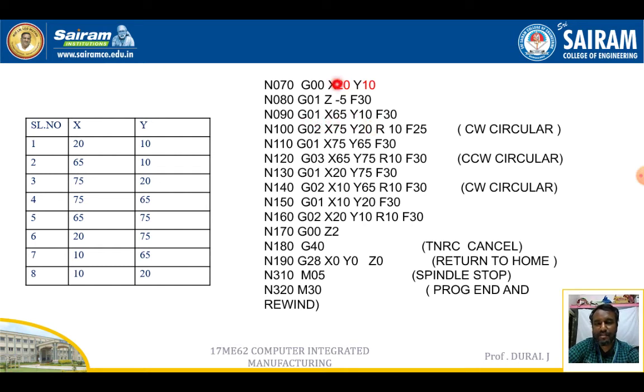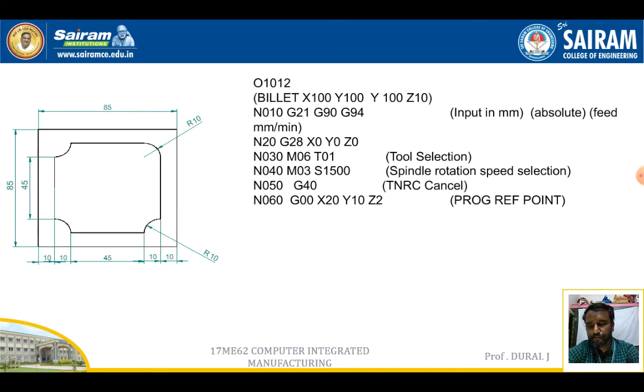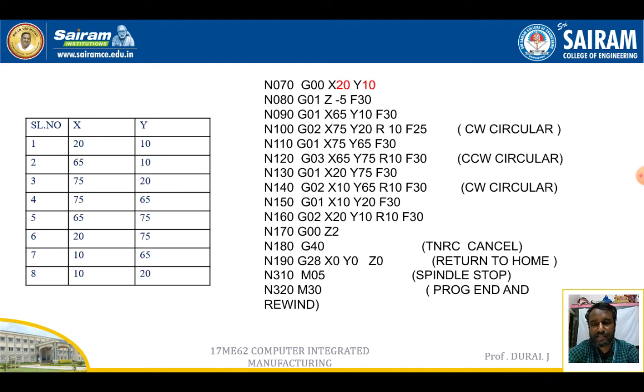So Z remains the same, so we are not giving the Z value. Only the X and Y values change, so only those can be given. Even if the Y value is not changing, it can also be given. Even Z also you can mention, it's not an issue. Then next, the tool movement will go like this. So it is a clockwise direction, so we can use the next command as G02, X75, Y20.